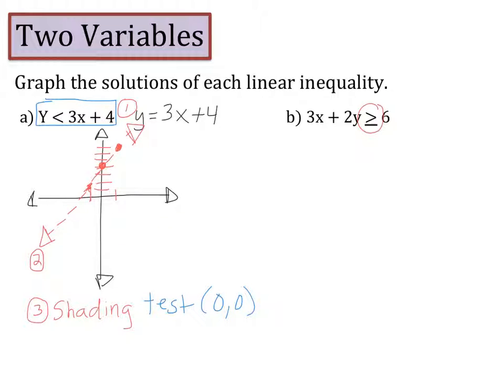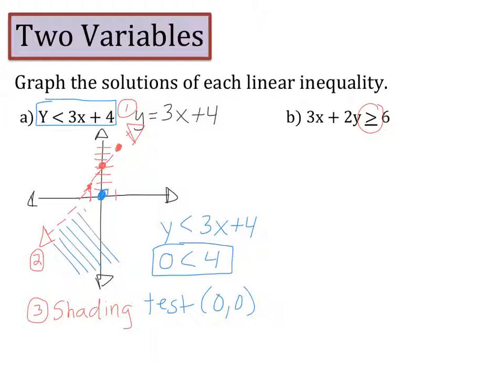So if we do that, into the inequality y is less than 3x plus 4, if we plug that in for y, that's going to give us a 0. Then we're going to have a less than 3 times 0, which is just 0. And then we're going to have a 4 here. Now, is 0 less than 4? It is. So we end up shading the area that has the point 0, 0. So this point right here is in this range, so we shade this.